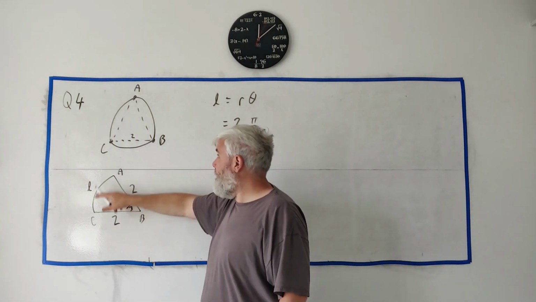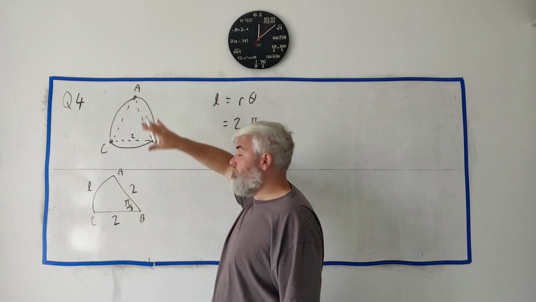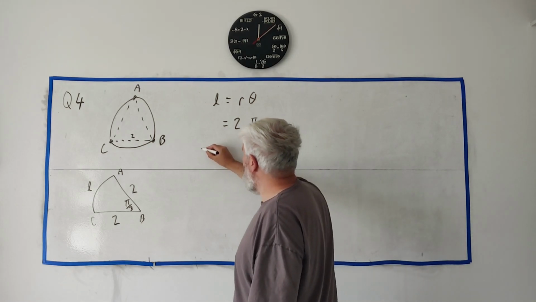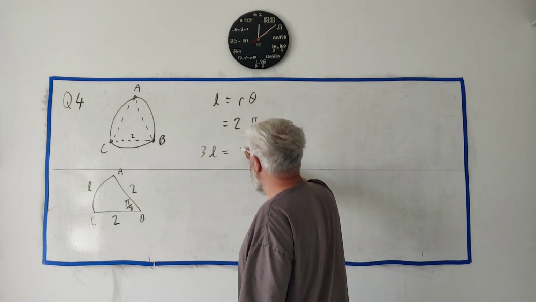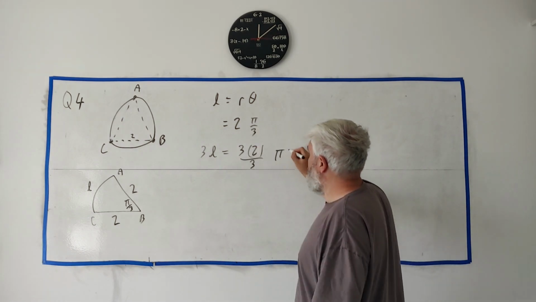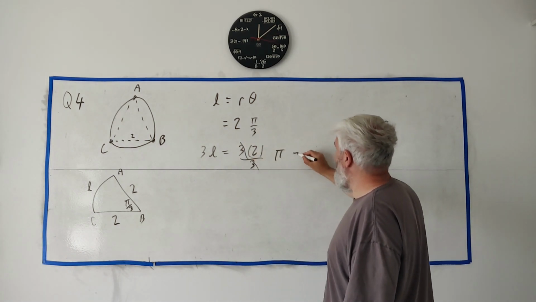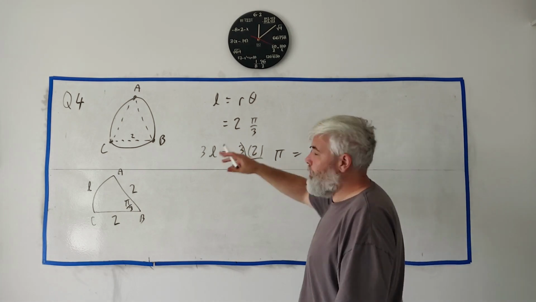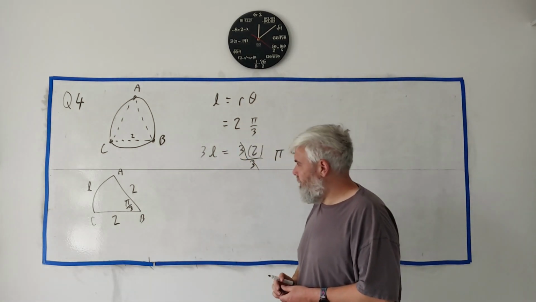So that's the length here, and the perimeter is just 3 of them. So we just get the perimeter is 3L. Let's write it as 3 times 2 divided by 3 times pi. The 3's cancel, and we're left with 2 pi being the perimeter of this object here.